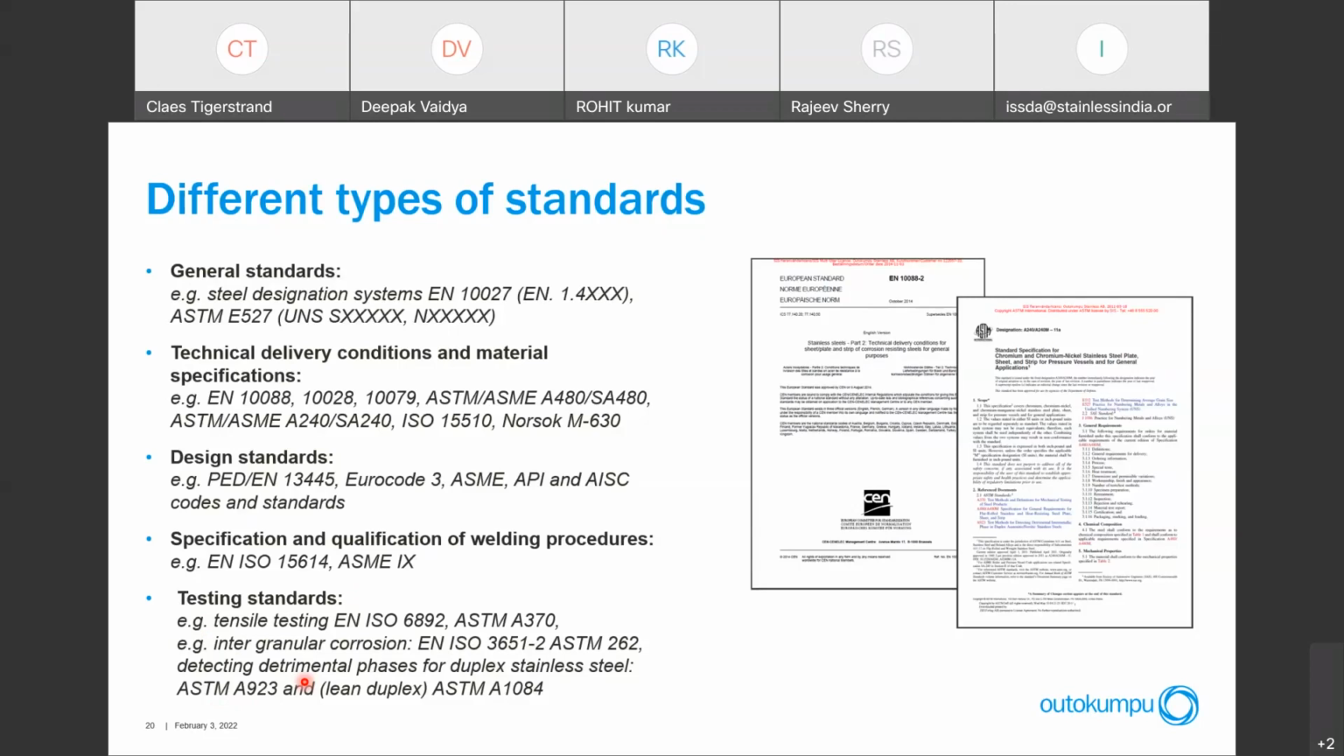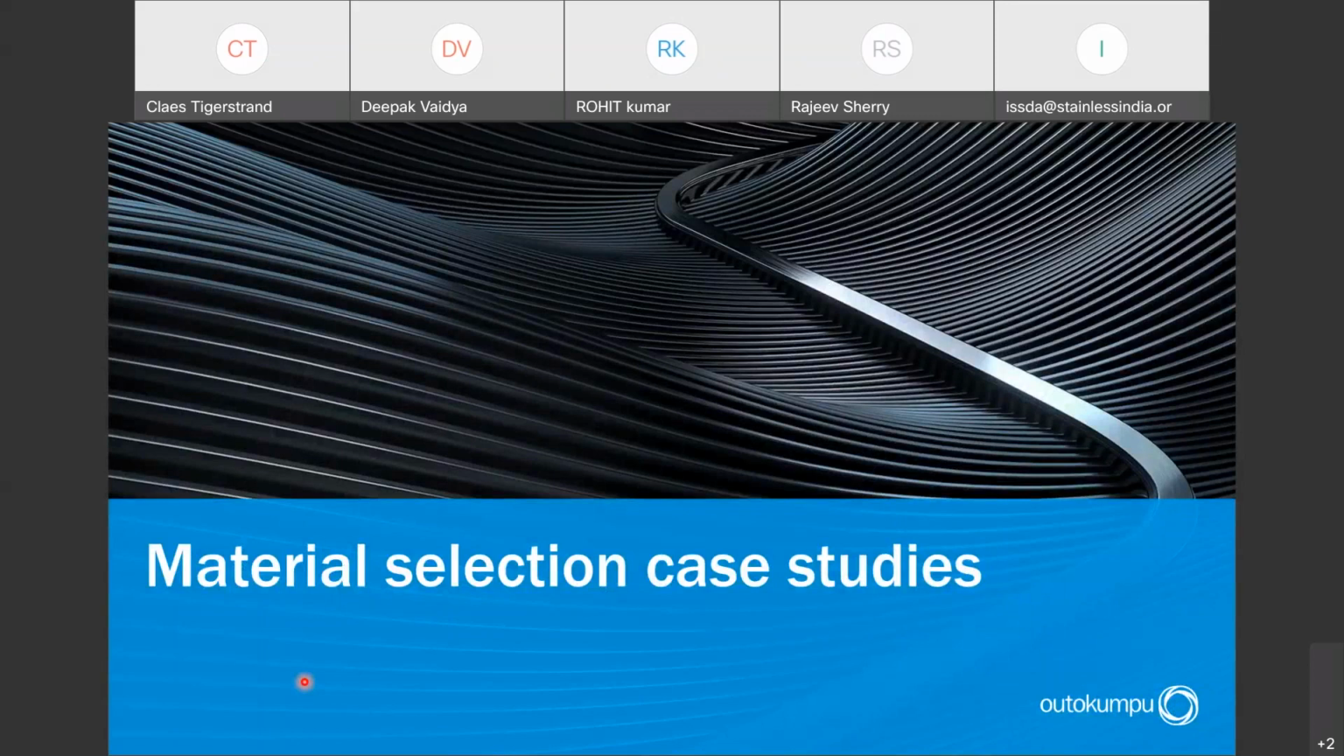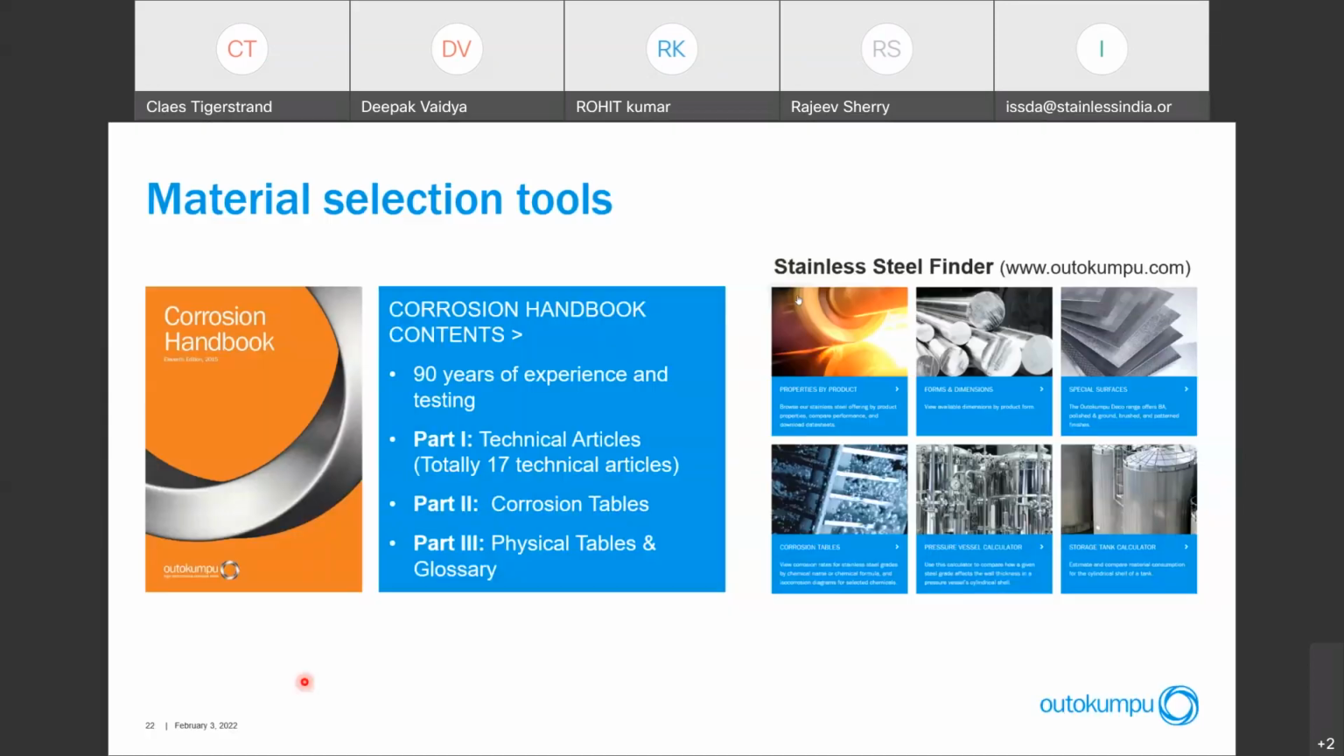Let's have a look into a few case studies related to material selection, and we will use our Corrosion Handbook as a tool. Within this handbook, we have 90 years of experience in testing. There's first one part with technical articles, a second part with corrosion tables, and finally a part with physical tables and some more support guidance.